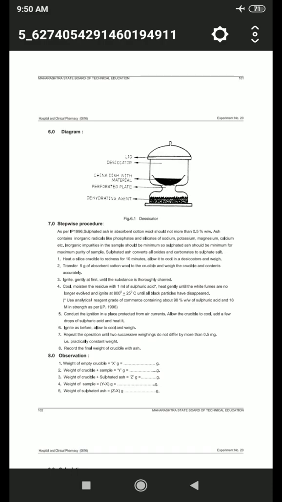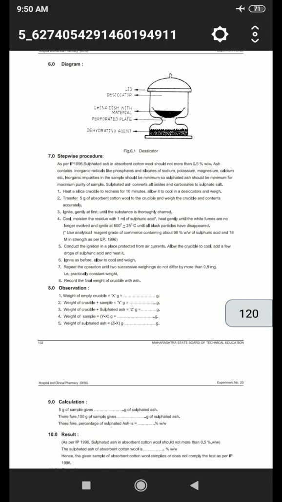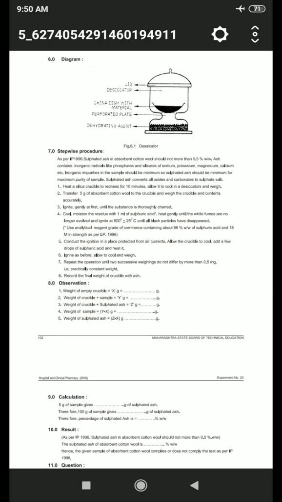Then record the final weight of the crucible with ash. Then observe and write down your observation. That is, first is the weight of the empty crucible, that is x. Then the weight of the crucible with sample, that is y. Then the weight of the crucible with sulfated ash, that is z.